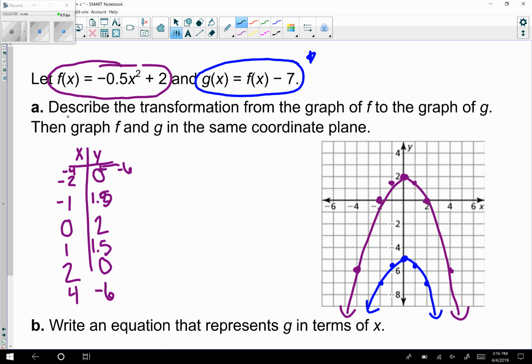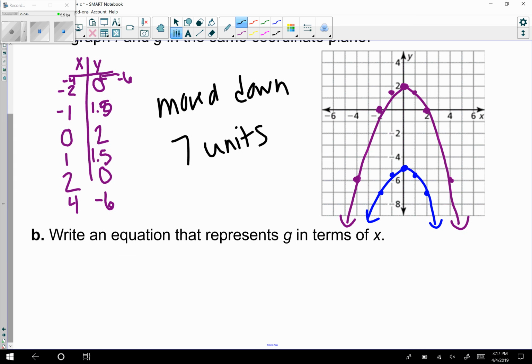So now part A asks, describe the transformation from the graph of f to the graph of g. Well, it didn't change in width, or it didn't get skinnier or wider, I guess I could also say. Really, the only thing that changed here, you guys, is that it moved down 7 units. Okay, so then going down to letter B, write an equation that represents g in terms of x.